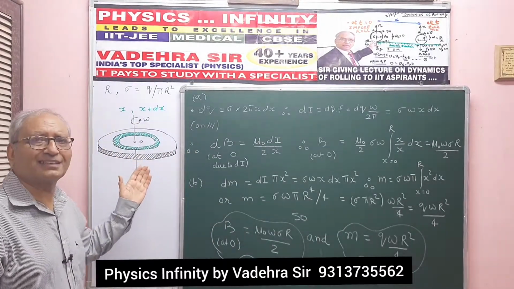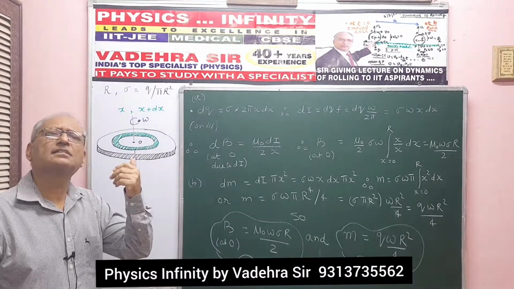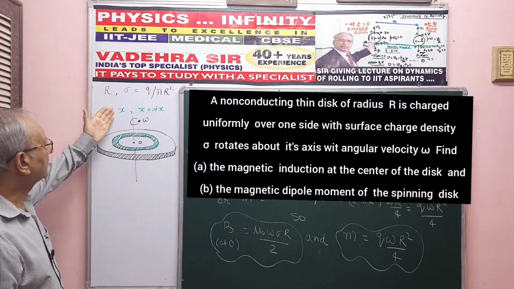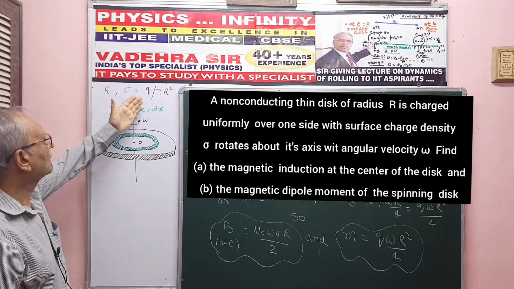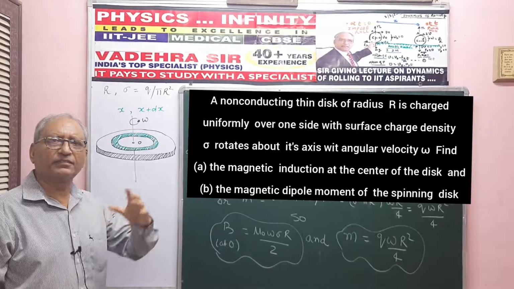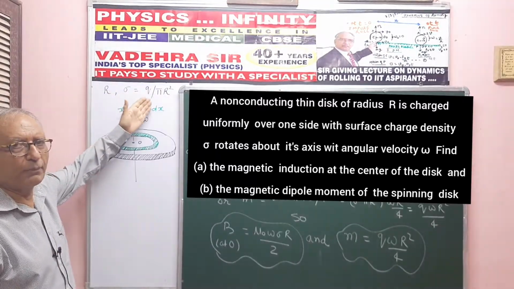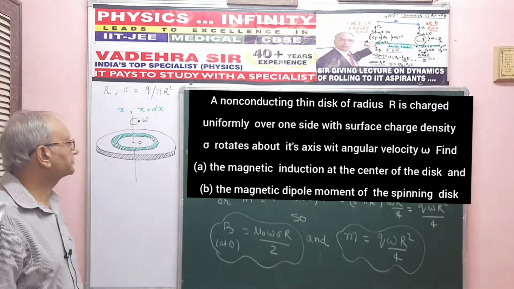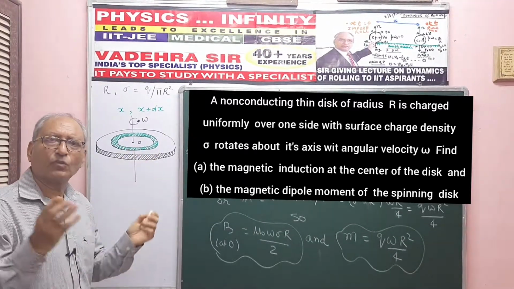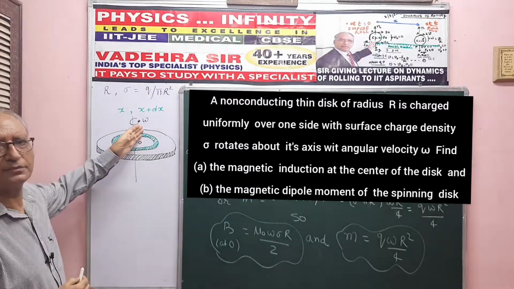I have a non-conducting, circular plate, say a disk of radius r, and I give it a charge q, which is spread uniformly on the upper surface of the disk. So the surface charge density is q upon pi r square. Well, I give it a spin with a constant, high angular frequency omega.